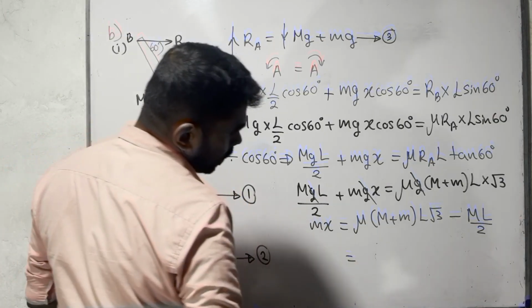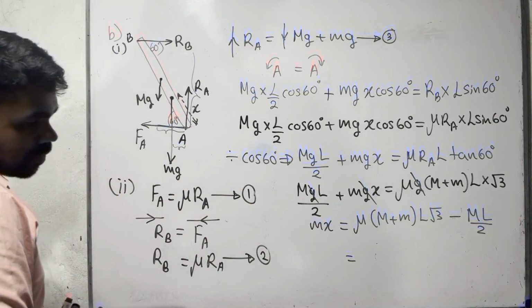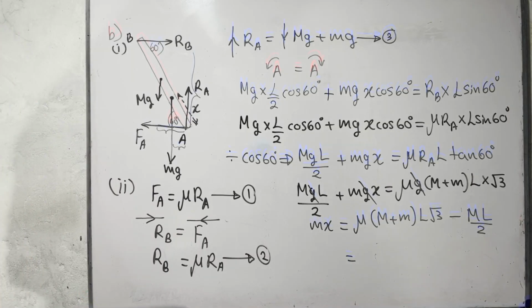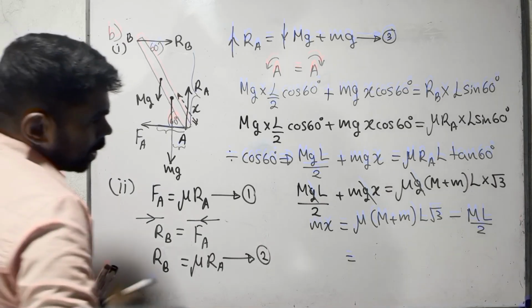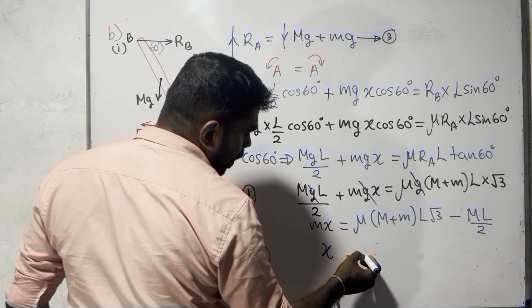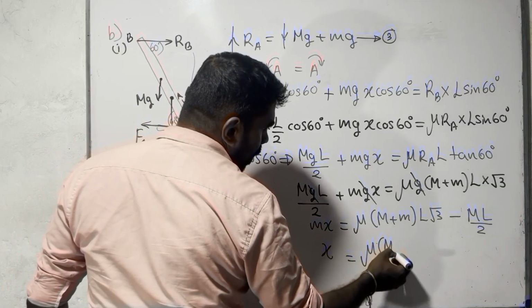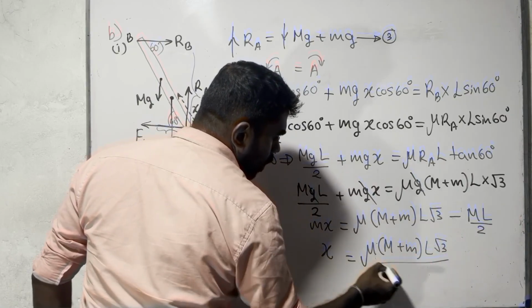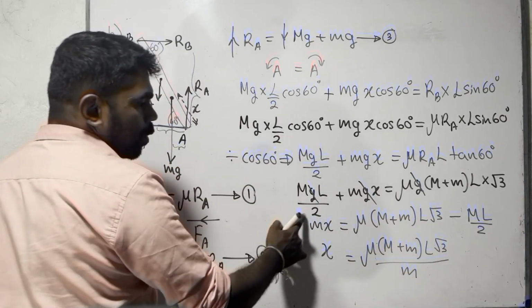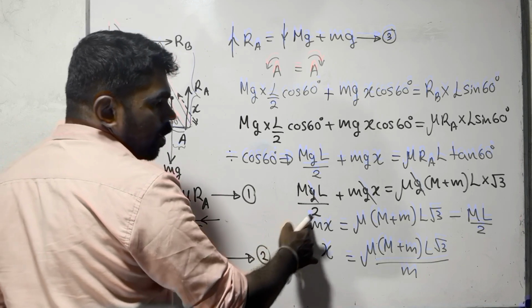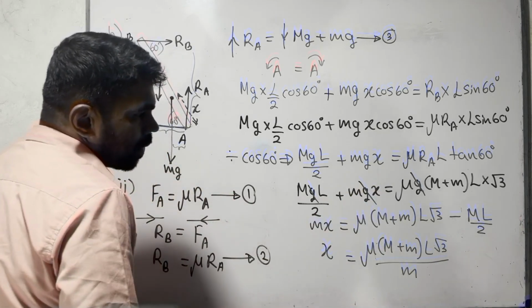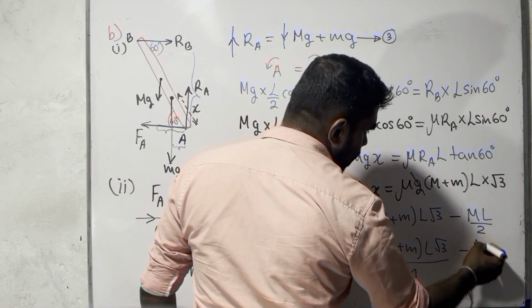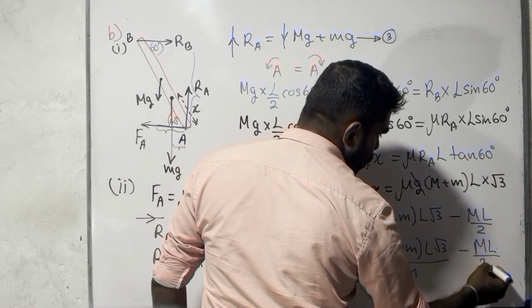Then I will get the x value. We can divide all three terms by m. X equals mu into capital M plus simple m, L root 3 divided by simple m. We have to remove this simple m, therefore we have to divide all three terms by simple m, minus ML divided by 2 simple m.